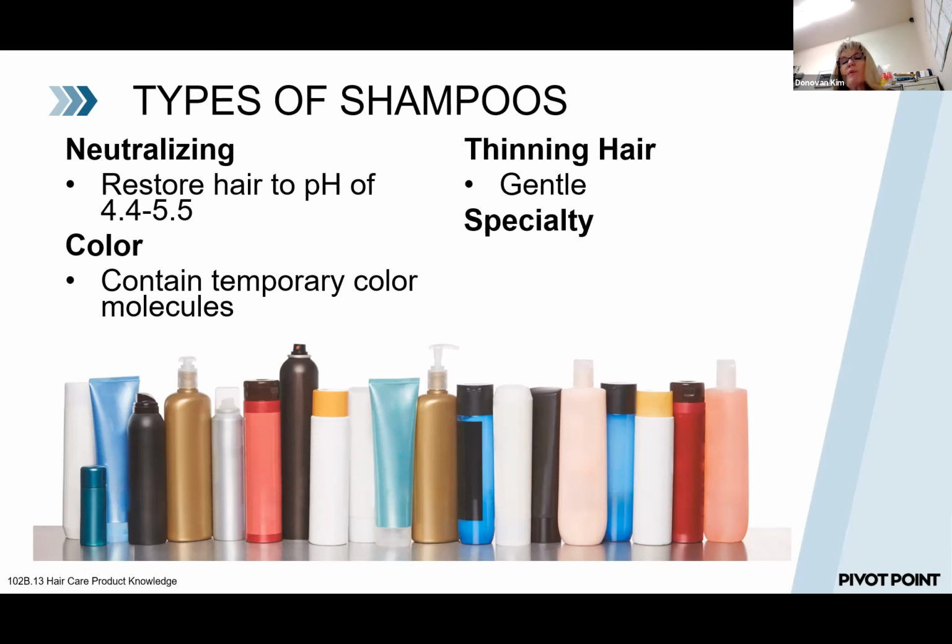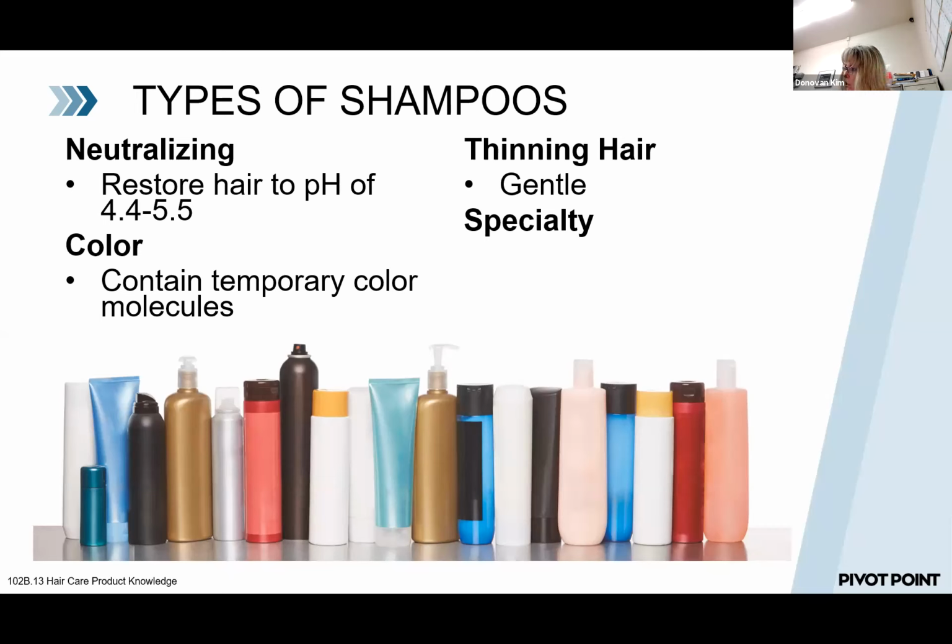Thinning hair shampoos are for someone who has balding or thinning hair. They may contain an ingredient that will provide a healthy scalp environment so that the hair may grow. It could be kind of tingly too, maybe with some tea tree or peppermint in there that could help stimulate the blood circulation to the scalp, which may help with hair growth.